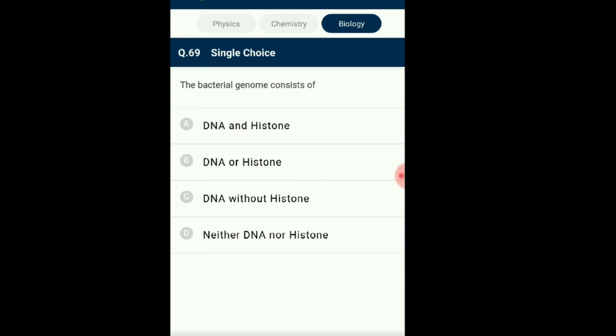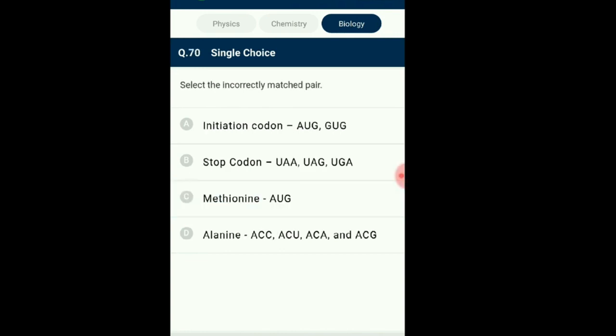The answer is option C, DNA without histone. Question number 70. Select the incorrectly matched pair.